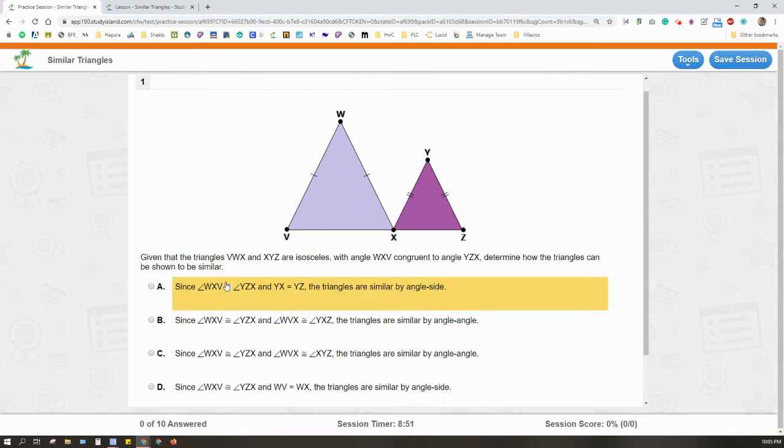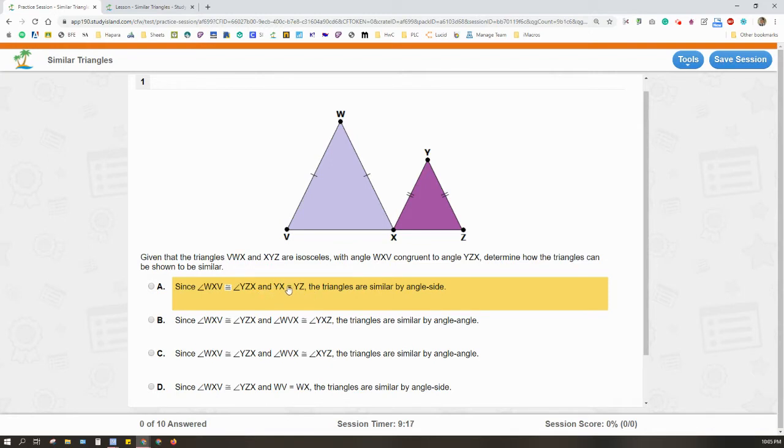By the way, that's what that weird little symbol is, that little equal sign with the squiggly thing above it, that's the congruent to symbol. So when you see that, you read it as is congruent to. This says angle, that is a little angle symbol. So when you see that symbol, you read it as angle. Angle WXV is congruent to angle YZX. And YX equals YZ.